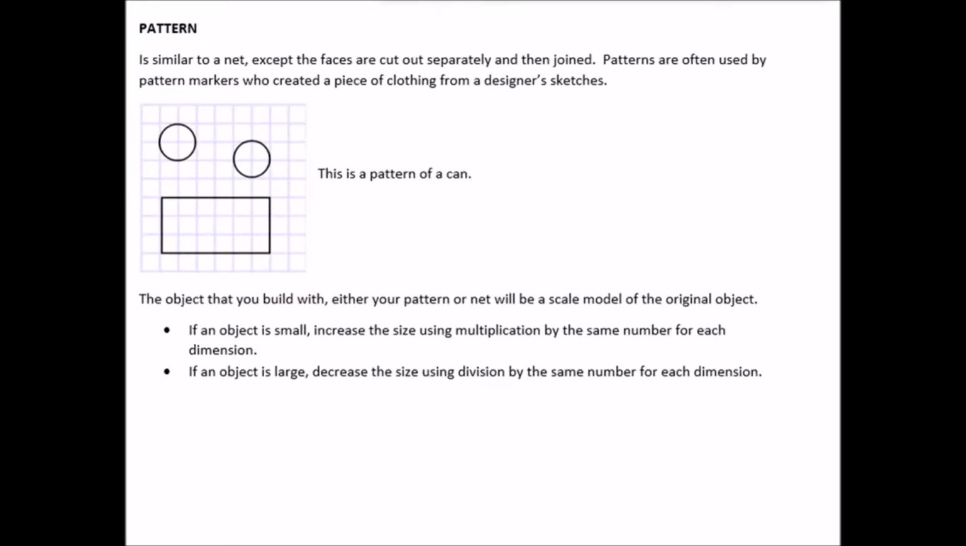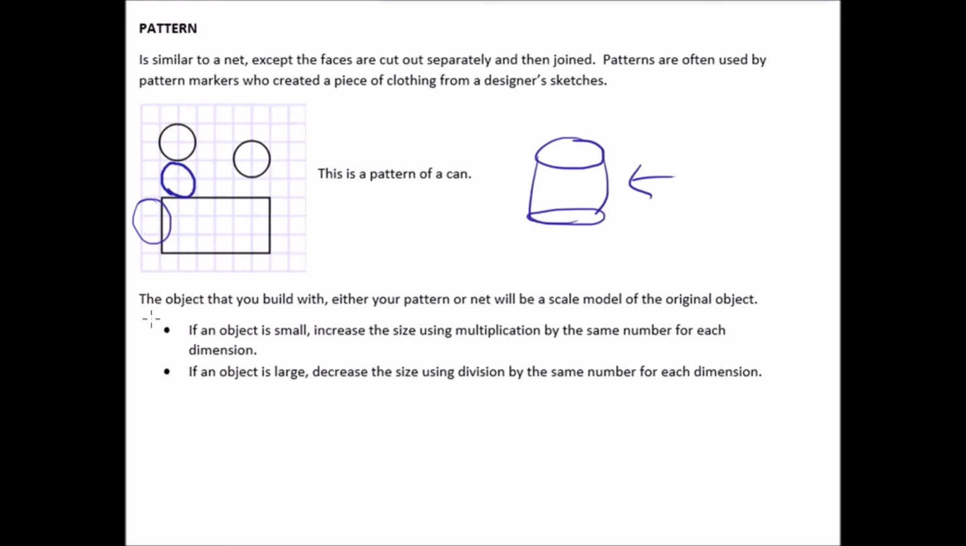Okay, a pattern. A pattern is similar to a net, but when we cut out a net, we should be able to fold it and everything's joined. A pattern is just every face cut out separately. So this is a pattern of a can, because we'd be able to put one circle here, and then this right here, if we laid it out, would be a rectangle, and then that circle on the bottom.